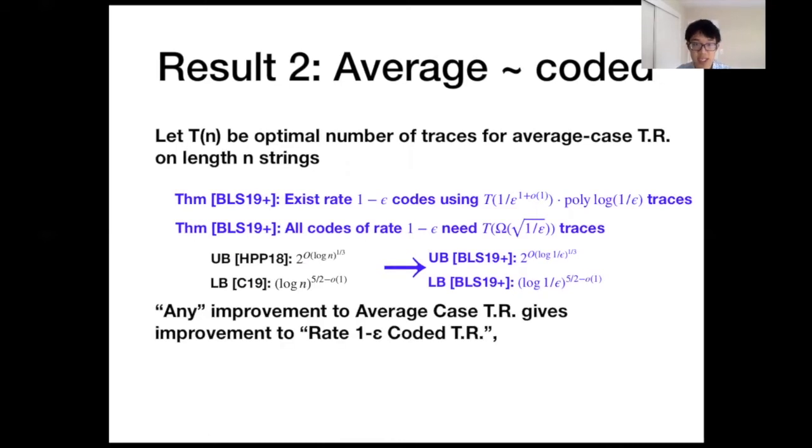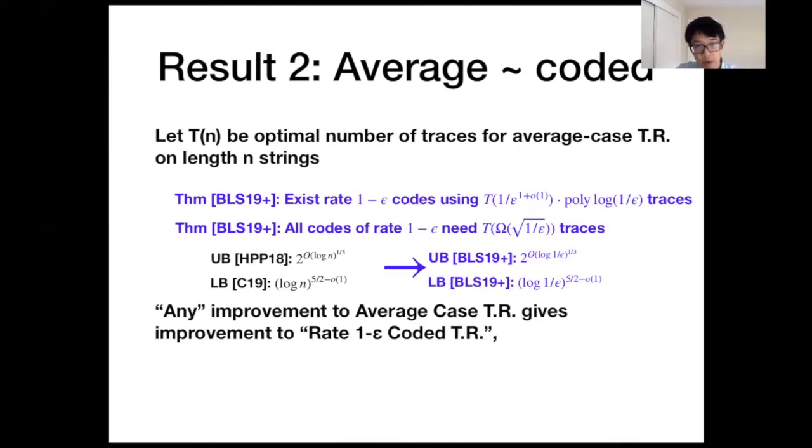Furthermore, what this tells us is that any improvement to average case trace reconstruction gives an improvement to rate 1 minus epsilon coded trace reconstruction. So if you get a better upper bound, for example, you can just plug it into the blue result and get a better upper bound for coded trace reconstruction.